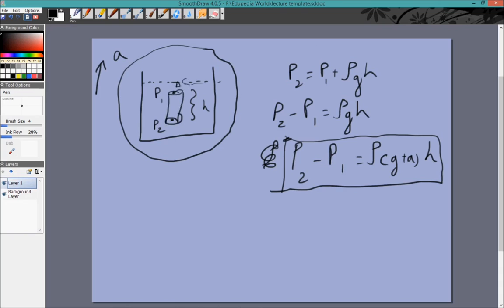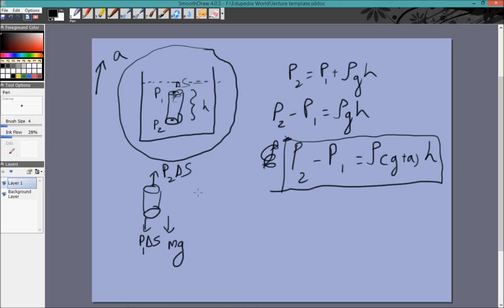Let's say the area is delta S. We could solve this in either the ground frame or this accelerating frame. I don't want to use the concept of pseudo force, so I'll solve it in the ground frame. In the ground frame, this particular liquid has a force P2 delta S acting on it upwards. It has a force P1 delta S acting on it downwards. It has a force mg acting on it downwards.